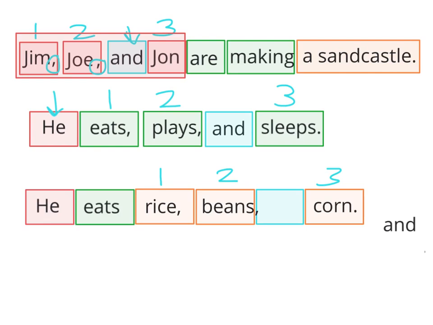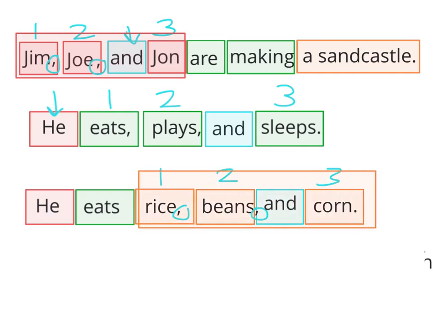We need to have a comma after rice, a comma after beans, and we put the word and here. He eats rice, beans, and corn. In this sentence, we have one subject, one verb, and we have 3 objects, just like this. It's a list of 3 nouns. You can see them. Rice is number 1, beans is number 2, and corn is number 3. So we have rice, comma, beans, comma, and, this word and is very important, corn.